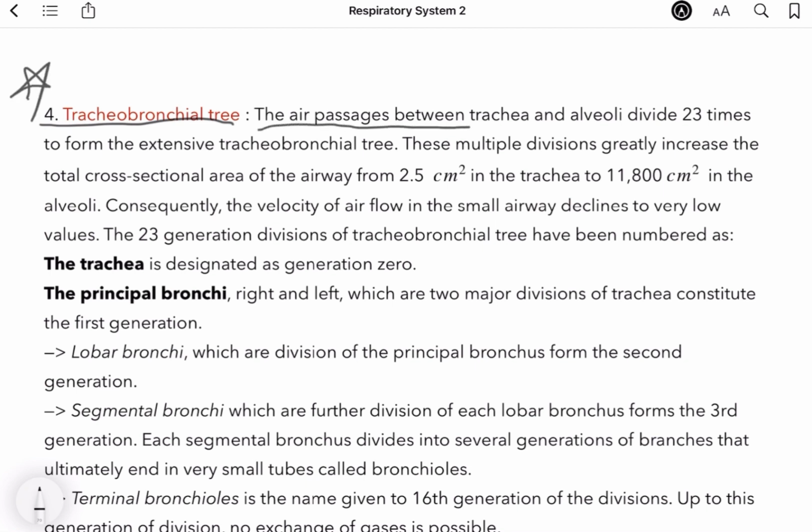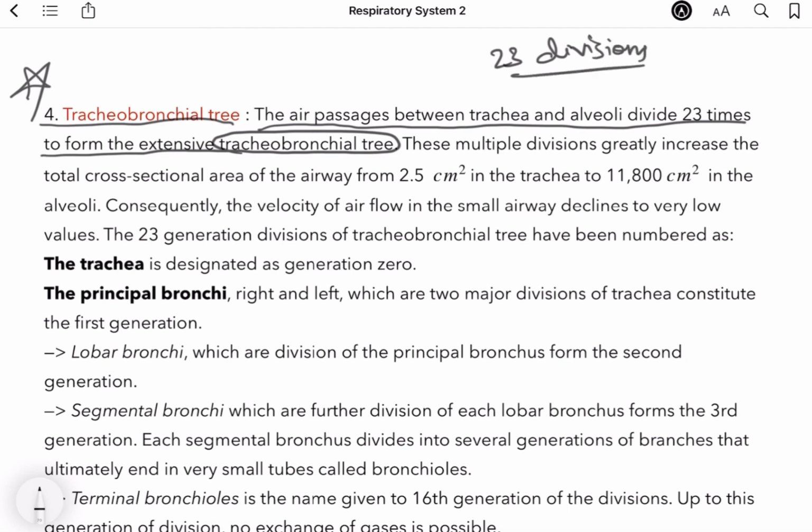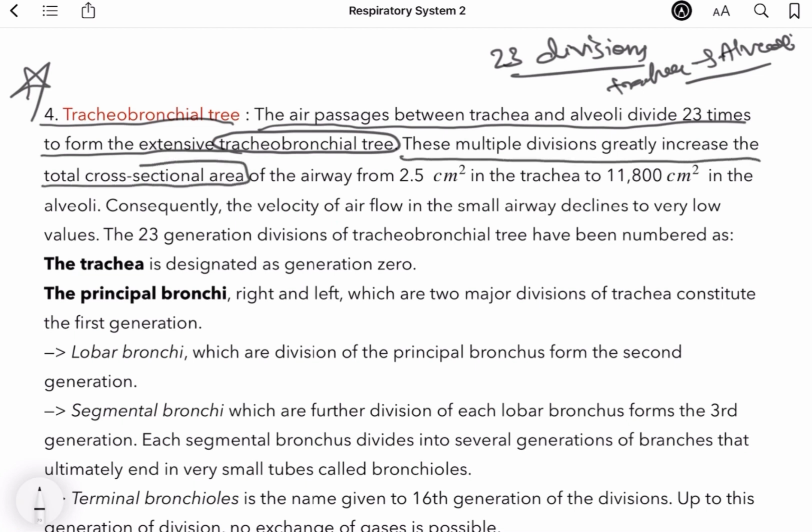The air passages between the trachea and alveoli divide 23 times to form the extensive tracheobronchial tree. So there are 23 divisions from the trachea to the alveoli of the respiratory passages, and these are known as generations. These multiple divisions greatly increase the total cross-sectional area, meaning they increase the diameter of the airway, from 2.5 cm square in the trachea to 11,800 cm square in the alveoli.